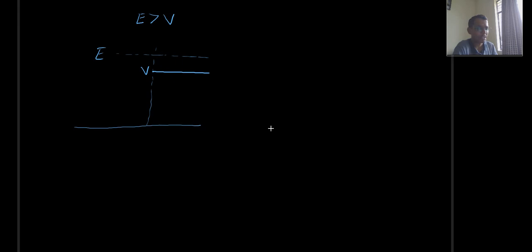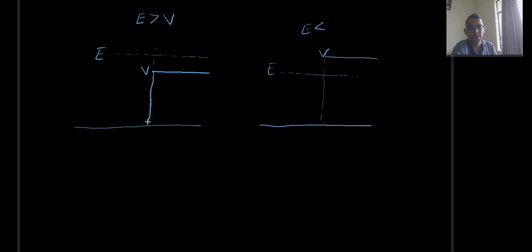And let us consider another case. In this case, this is the potential. It's a constant potential, but here the energy of the particle will be this, means it is smaller. Energy of the particle is smaller than the potential, right? So there are two different cases: the energy is greater than the potential, and the energy is less than the potential. These are the two cases which we are considering.